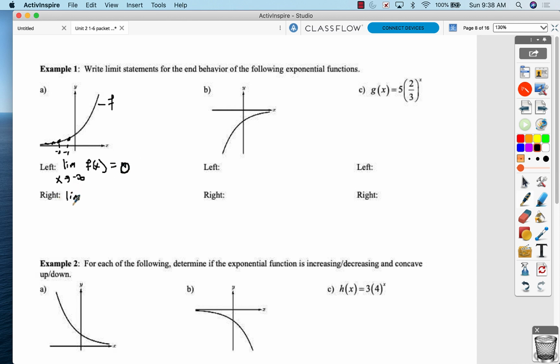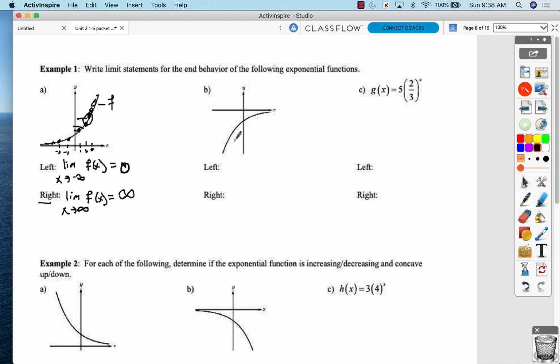Okay, I think most of the people are starting to get this concept. On the right, x is going to infinity, f of x. Here's the x for 1. Here's the x for 2. Here's the x for 3. What's going on with these y's? They keep getting bigger and bigger, so that's going to infinity.